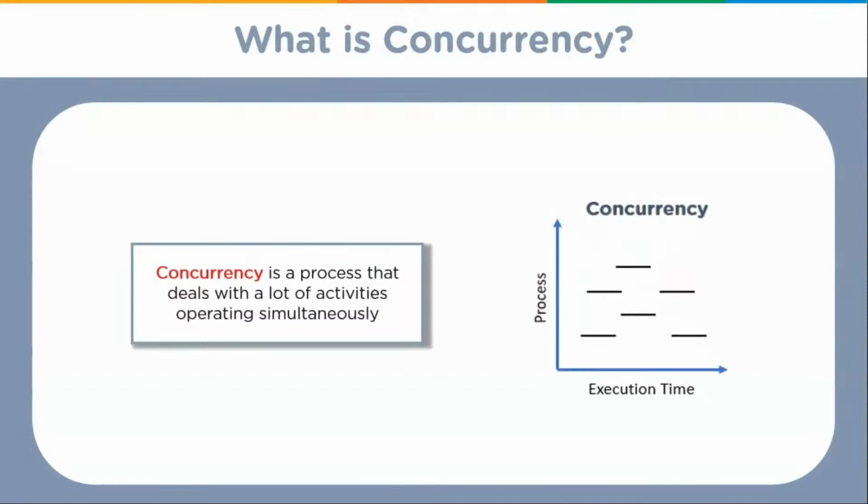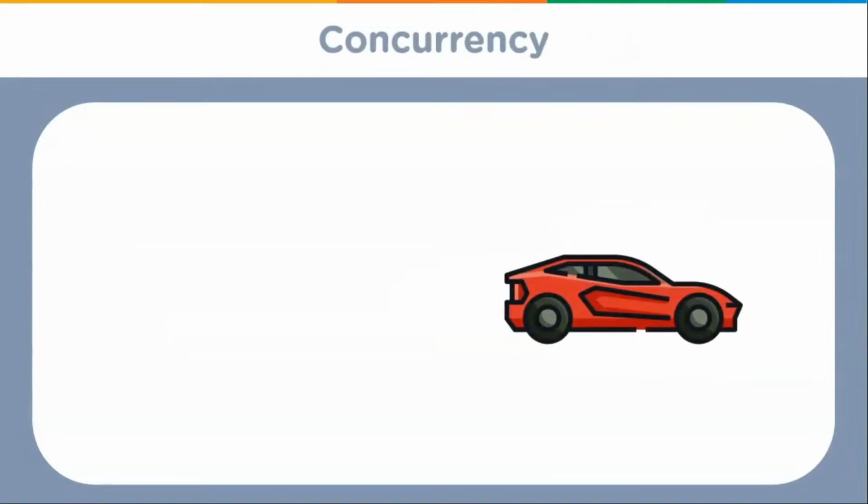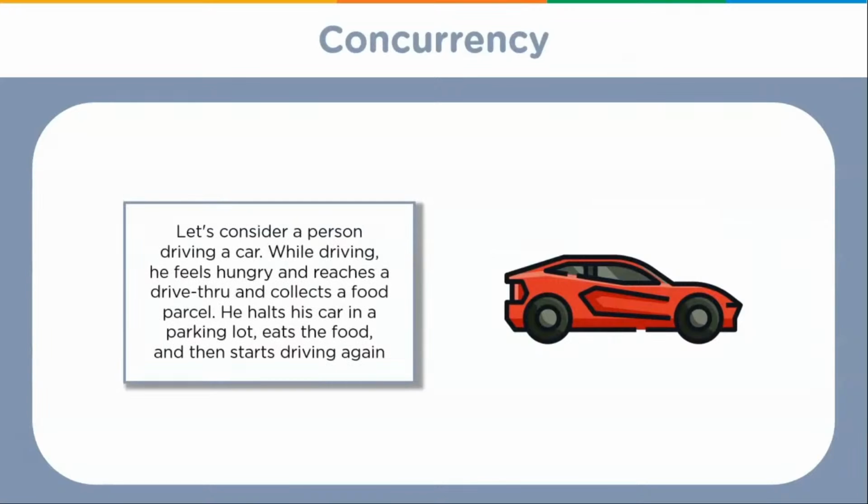Concurrency is a process that deals with loads of activities operating simultaneously. Let's understand the concept with the help of an example. Let's consider a person driving a car. While driving, he feels hungry and reaches a drive-through and collects a food parcel. He pulls his car into a parking lot, eats the food, and heads to his home. Here, the person is capable of performing both actions, that is, having his food while driving, but he performs the actions in a sequence.